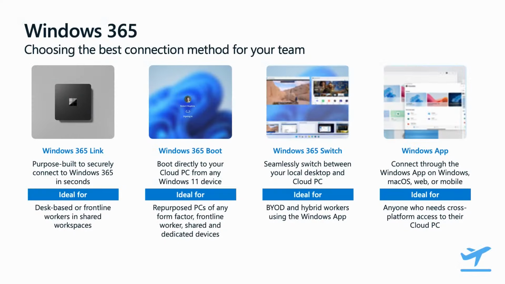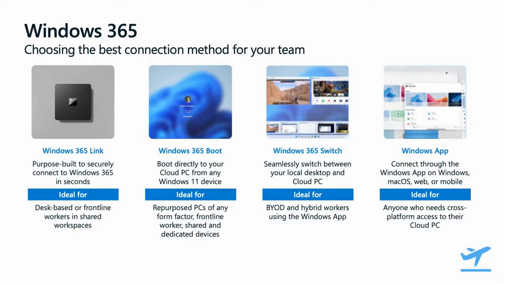All right, so now let's talk about the 4 primary ways users can connect to Windows 365 on Windows, each designed for a different working style. So Windows 365 Link is a purpose-built device that was built specifically to connect you to your cloud PC. It is locked down and secure by default. It's perfect for shared desks, call centers, frontline roles, where users need a fast and reliable way to connect that just works. This is really ideal for the desk-based or frontline workers in shared workspaces.